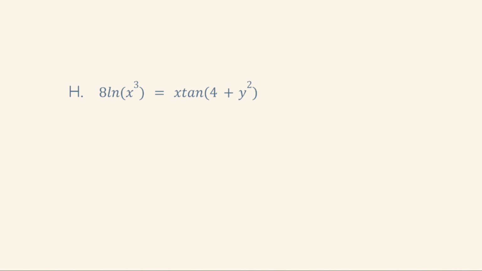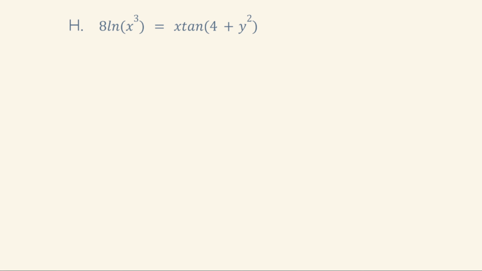All right, so for H over here, we've got a product rule right over here, and we've got a chain rule here, a chain rule here, and then a chain rule for this one as well, because of implicit differentiation. So let's just take this one step at a time.